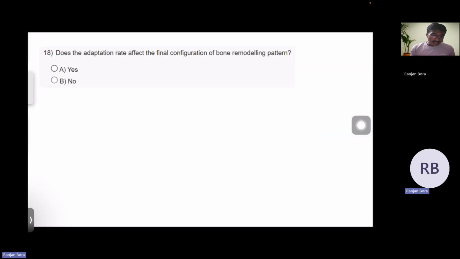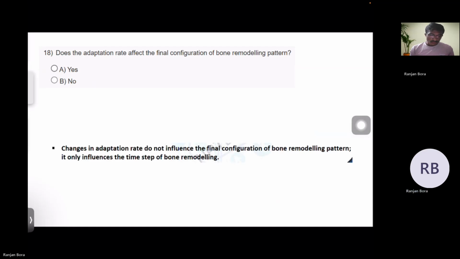Next question, does the adaptation rate affect the final configuration of bone remodeling pattern? So we can see that changes in adaptation rate do not influence the final configuration of bone remodeling pattern. It only influences the time step of bone remodeling. So option B is correct. No.